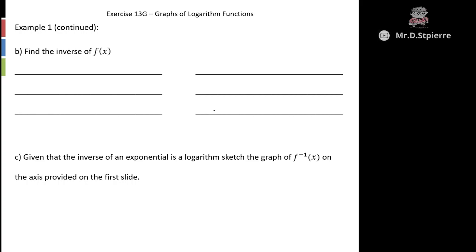So let's continue on. Like I said, let's find the inverse. So we had f of x equal to 2 to the x, which we could call y equals 2 to the x. To find the inverse, we switch our x and our y. So we could say x is equal to 2 to the y, and I'll just put in the little -1s to show that we're working with an inverse.